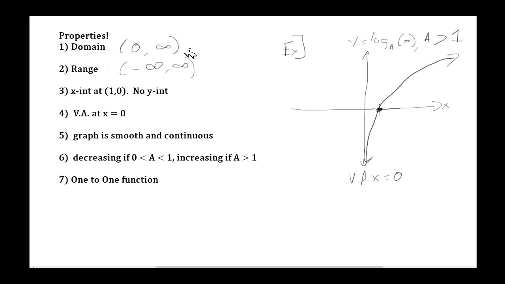Okay, so properties. Domain is positive numbers only, range is everything. With these logarithms, you have an x-intercept at (1, 0), and there is no y-intercept. Vertical asymptote at x equals 0, graph is smooth and continuous. It's decreasing if your base is between 0 and 1, and it's increasing if your base is greater than 1. And it's a one-to-one function. It's the inverse of the exponential.